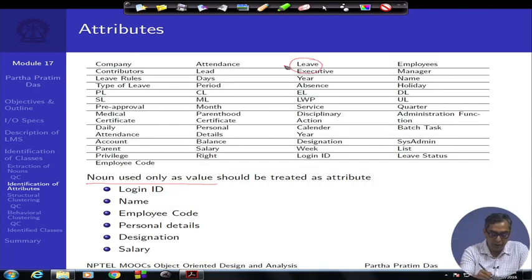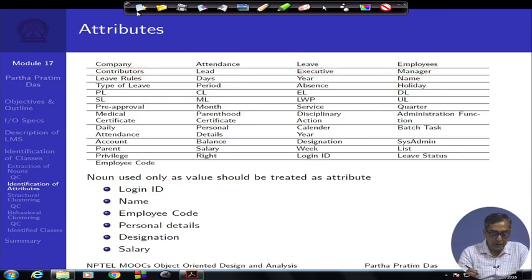So, let us look at leave, contributor, or a manager. We will typically know that these cannot be attributes, because please go back to the LMS document very frequently. If you see through that document, you will find that manager does this, contributor works, leave is approved, leave is regretted. So, there are several actions associated with these.